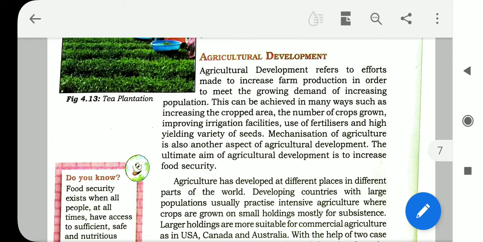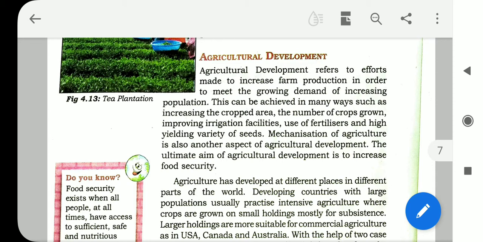Agricultural development refers to efforts made to increase farm production in order to meet the growing demand of an increasing population. Nowadays the population is increasing day by day, so the demand is also increasing. So production should be more compared with the other days. So we need agricultural development.